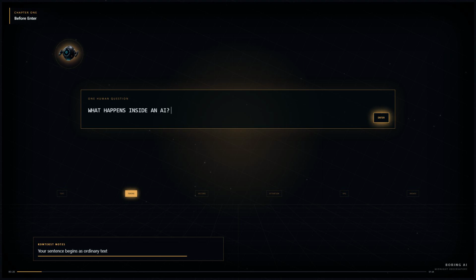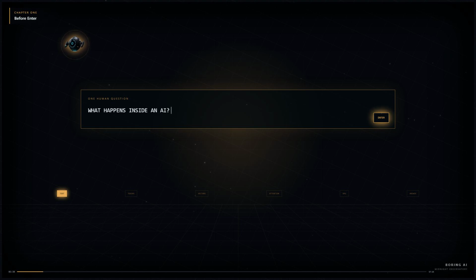At this stage, the words still belong entirely to the interface. They may be stored in the memory of a browser or an application. They can be edited, deleted, copied, or rearranged. The model has not seen them.